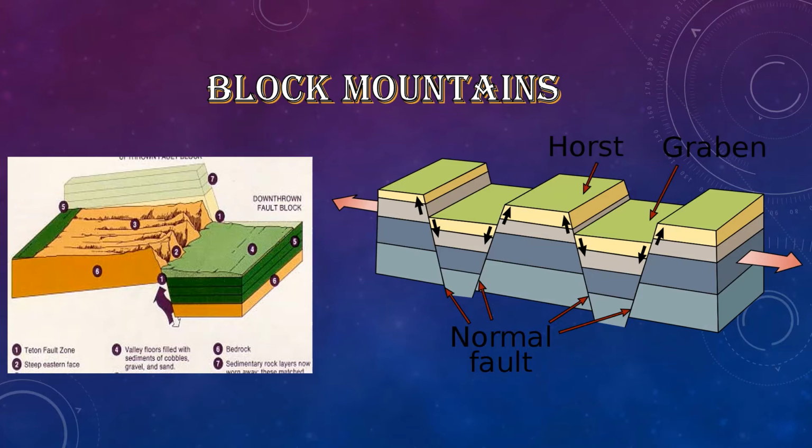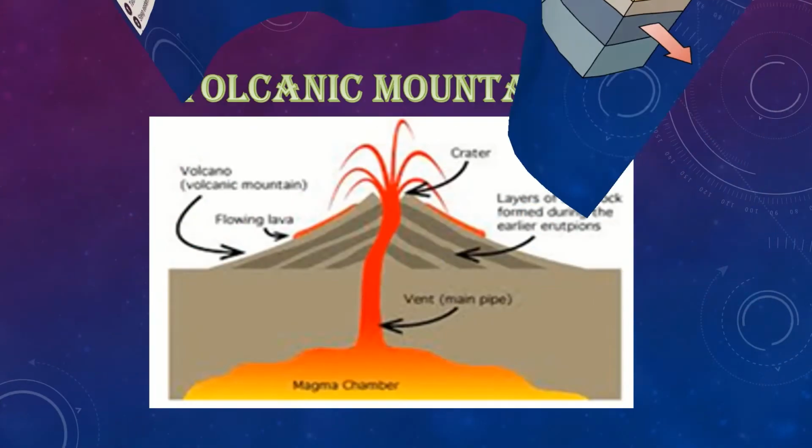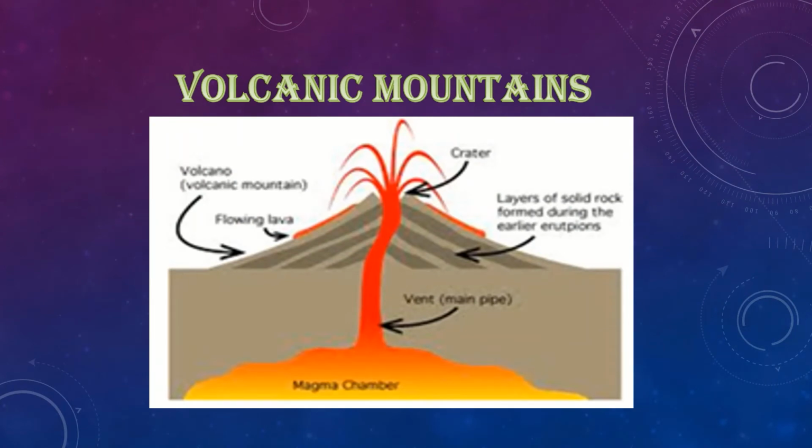Examples of block mountains include Sierra Nevada mountains in North America, Harz mountains in Germany. Next is volcanic mountains. As the name suggests, volcanic mountains are formed by volcanoes.